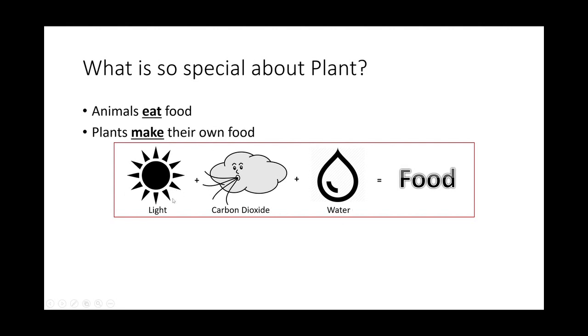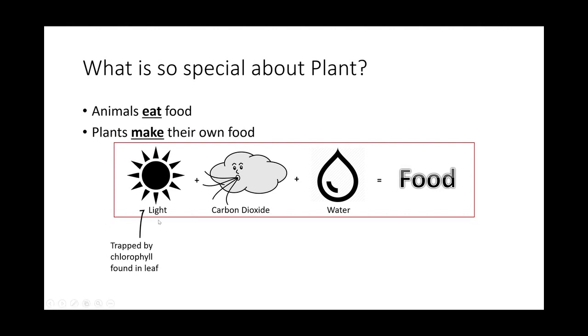Well, obviously we know light comes from the sun. Of course it can also come from artificial light, that means light from the lamppost. But how do they get it? They trap it using this thing called chlorophyll, which is found in the leaf. For P3, you don't need to know what chlorophyll is yet, but it's good that you know, although it won't be tested.